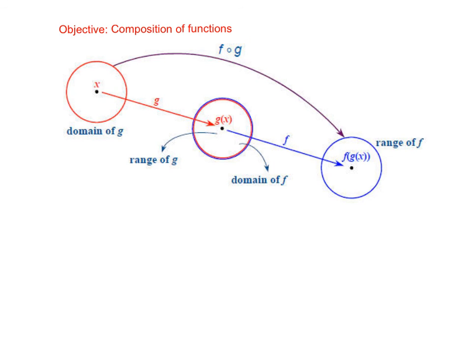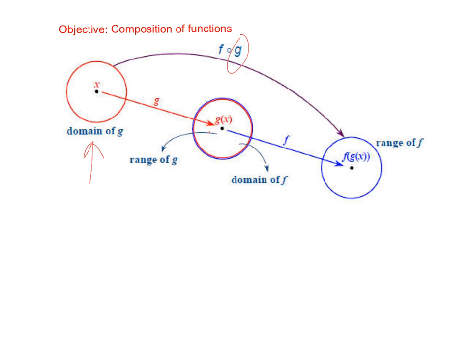So here's the idea. Here's a picture of it. When you're doing a composition of functions, if we're doing f of g of x, we always start with g. So g is here. You start with your domain of g, and then you get your range.